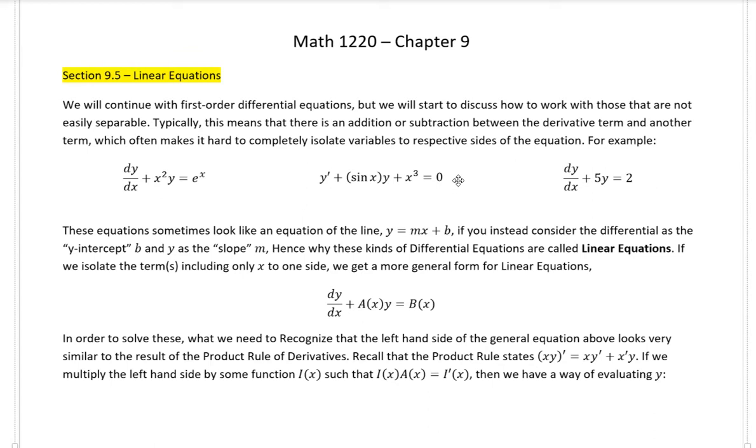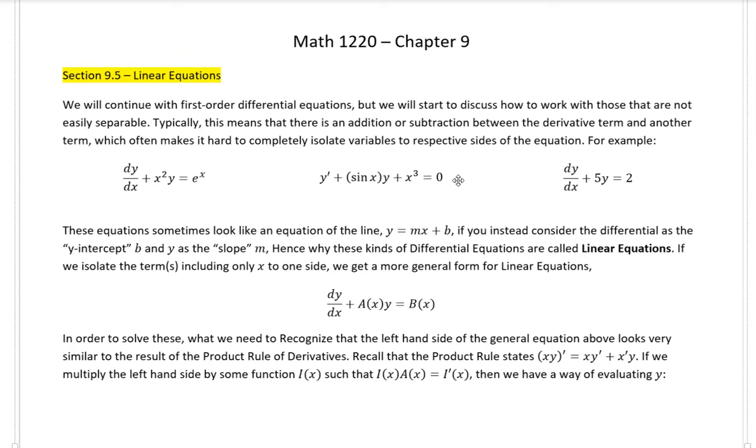And we talked about how to deal with the separable ones in section 9.3, where we simply try to get all dy's and the y variables on one side, and all dx's and the x variables on the other side. If we could do that, then we can very easily just take an integral of both sides, and those are pretty simple to do. However, there are a plethora of other first-order differential equations that are not solvable in that way.